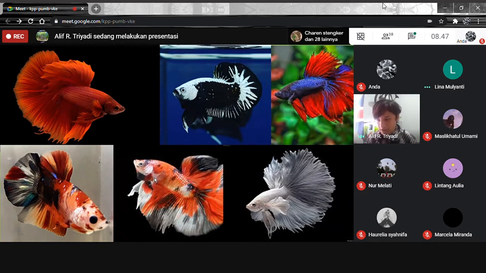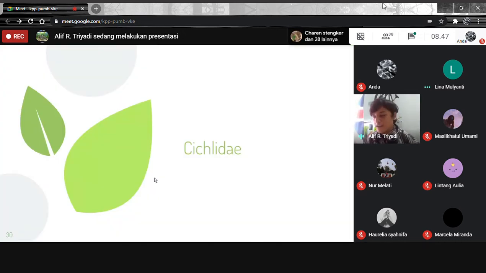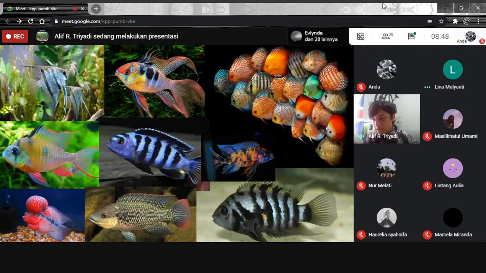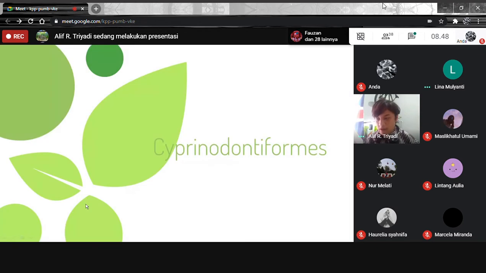Now, next is cichlidae or cichlids. This fish came from certain places in Africa and South America. You can see right here the common angelfish, discus, blue Bolivian rams, normal Bolivian rams. This right here is a cichlid, and many other fishes right here. Now, because I think I'm running out of time, I'm going to continue forwards.